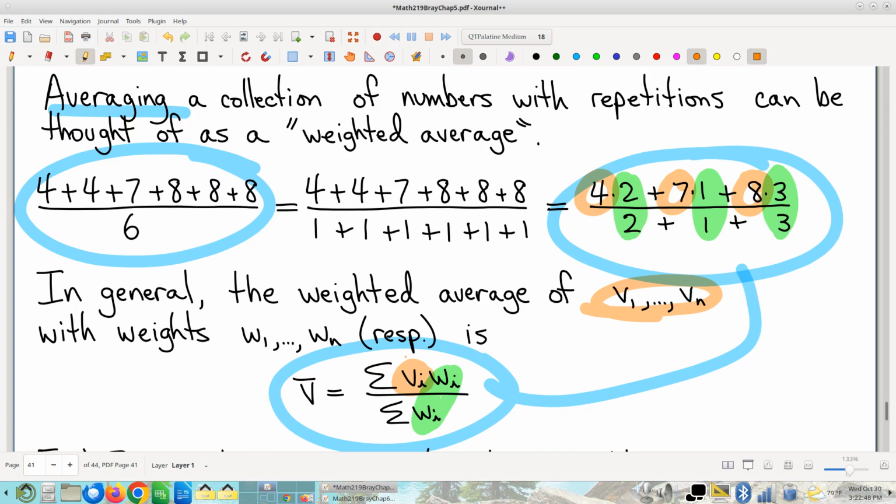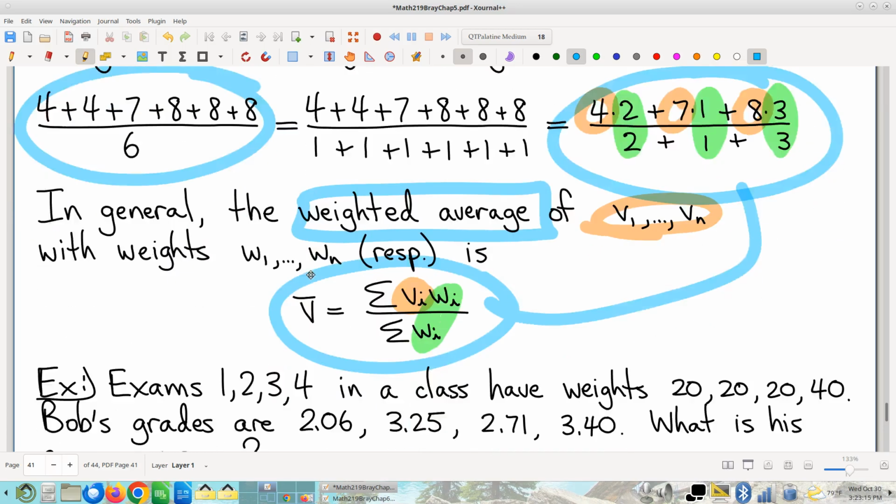What's one of the really nice things about writing it like this is that now I don't have to restrict my attention to integer number of counts, right? This is a double count, this is a triple count. Well, I could have these weights be any numbers. The bigger the number, the more weight that it has in the average. All right, so this is a useful concept, weighted average.